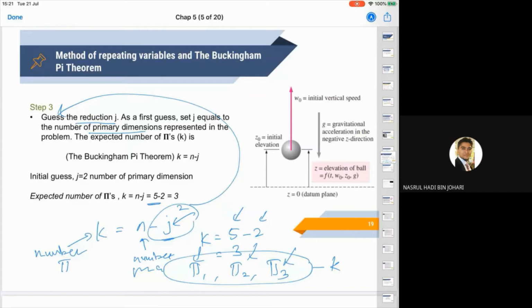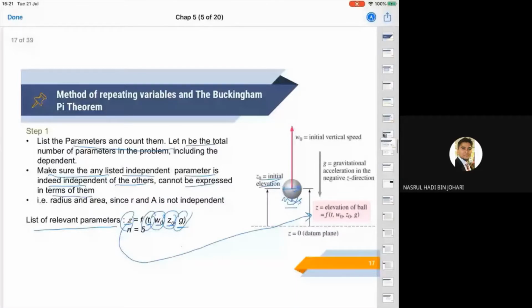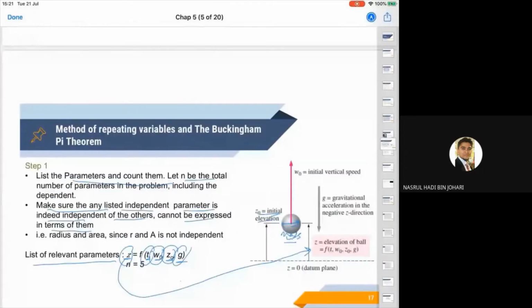Okay, so I hope it is still fresh in your mind what a dimension is, what a unit is. So for the Buckingham theorem, there are a few steps that I mentioned to you, beginning with step 1, in which we list down all the variables.